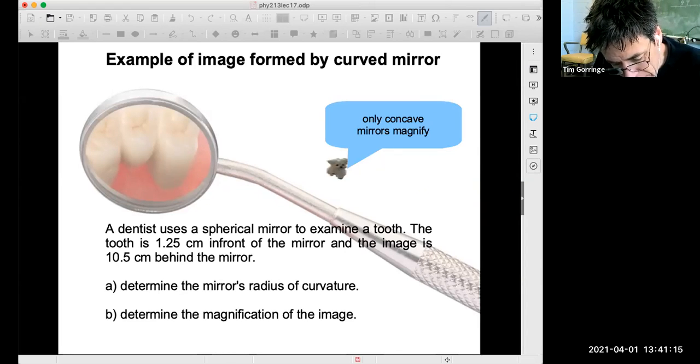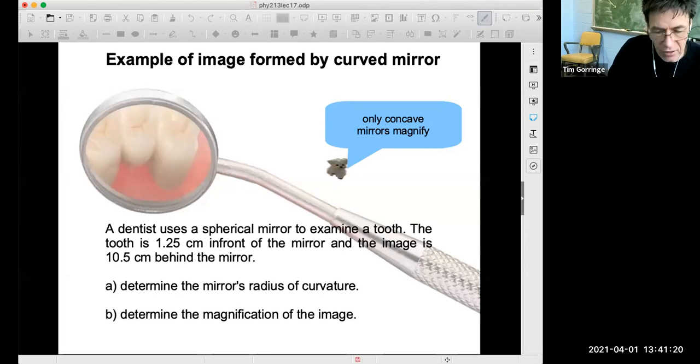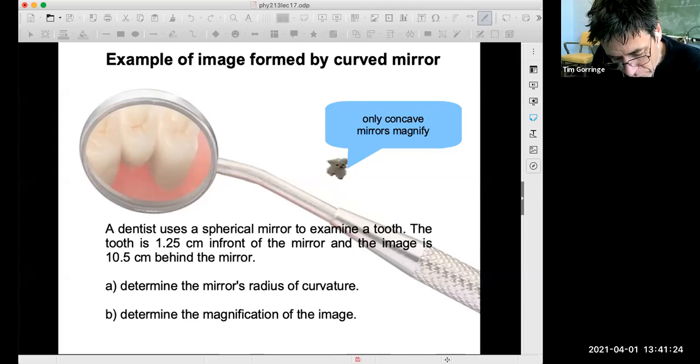Okay, so let's take a look at this example as our last example. So in this particular problem, we're told that a dentist uses a spherical mirror to examine a tooth. The tooth, which is going to be the object, is 1.25 centimeters in front of the mirror, and the image is 10.5 centimeters behind the mirror. So actually this one, we're told the image and the object position.